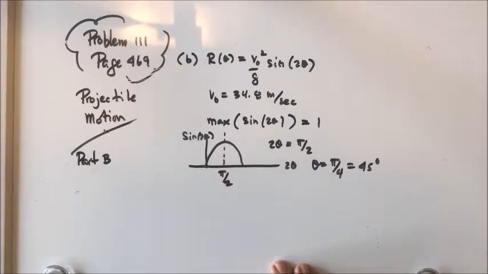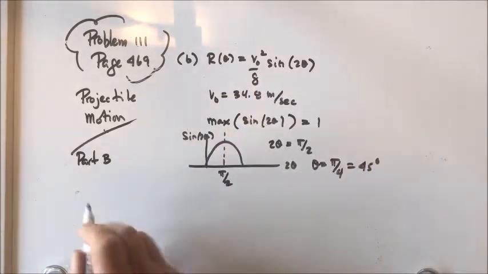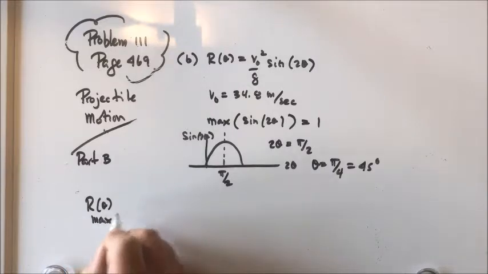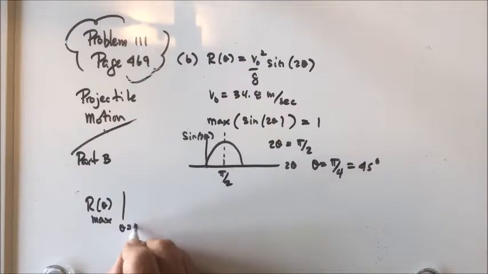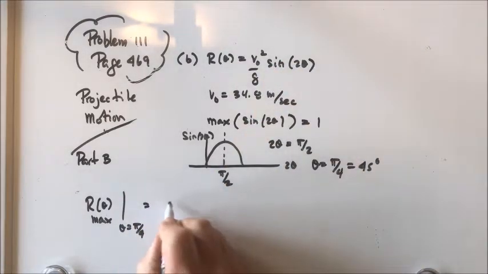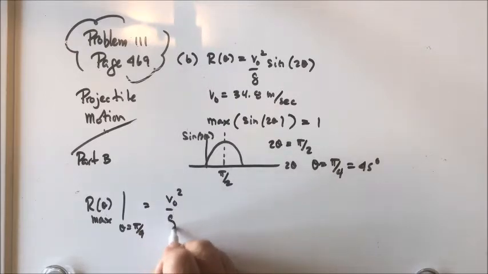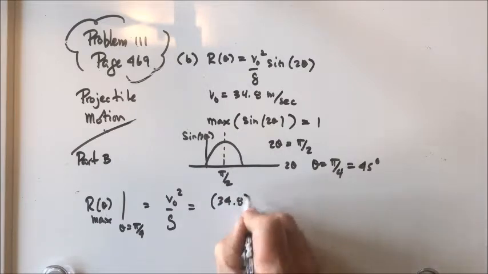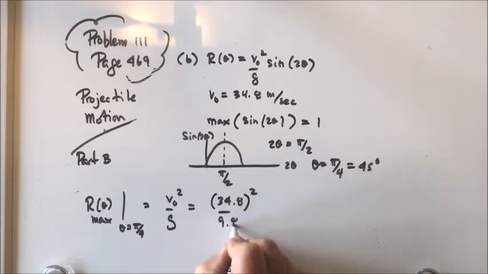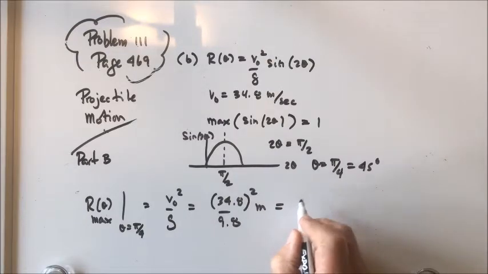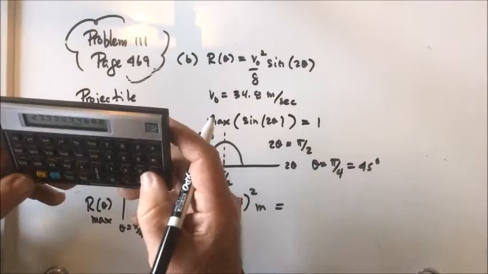Do we have to calculate that maximum? We do. So the maximum then is r of theta max, which occurs when theta equals pi over 4. When theta equals pi over 4, 2 theta is pi over 2, sine is 1. So it's just equal to v squared all over g. And in this case, that would be 34.8 squared all over 9.8 meters. Should I calculate it real quick?